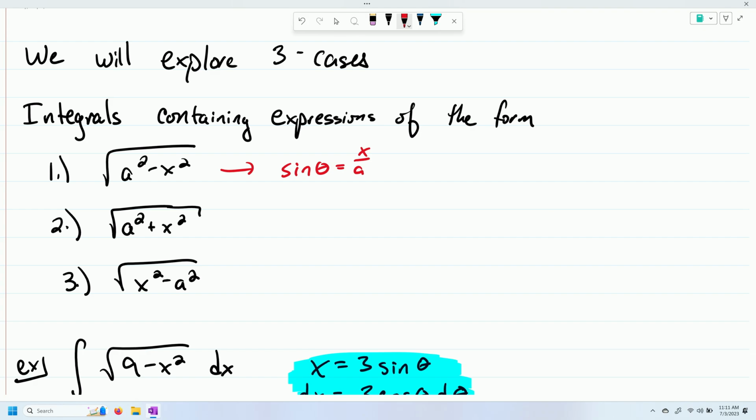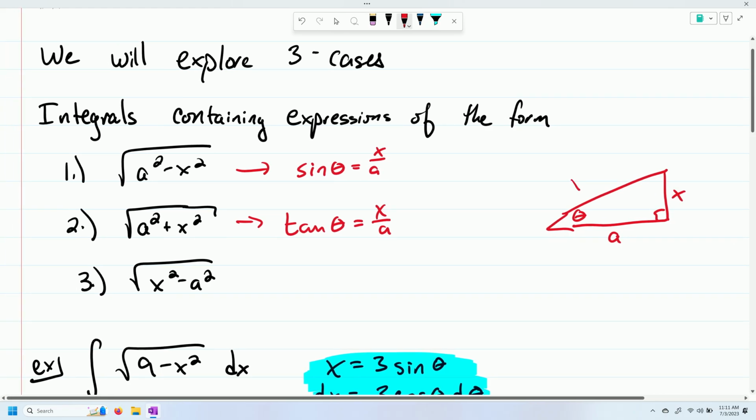Now, for the middle one, we're going to use tangent theta, which is going to be x over a, but in this case, the x is here and the a is down there. Because remember, tangent is opposite over adjacent. So that's going to make this a squared plus x squared.